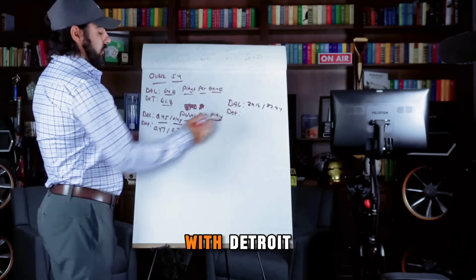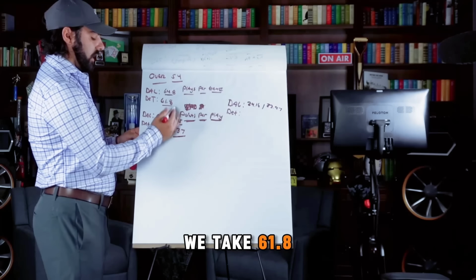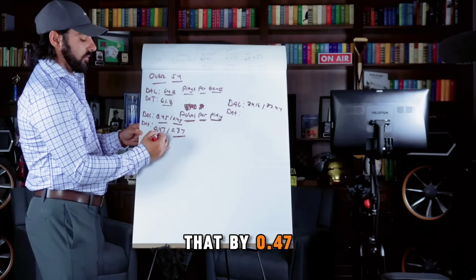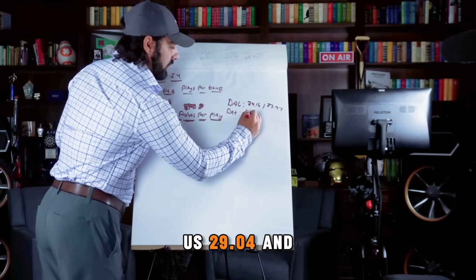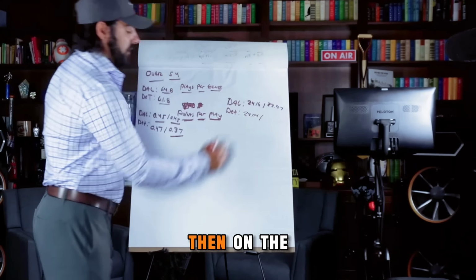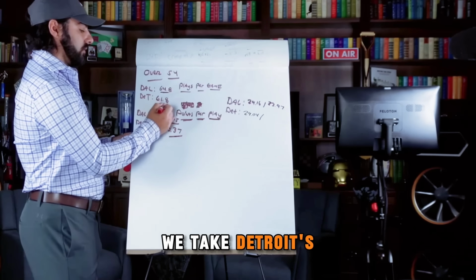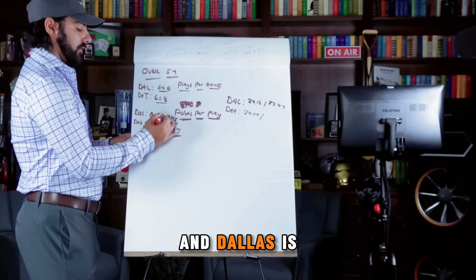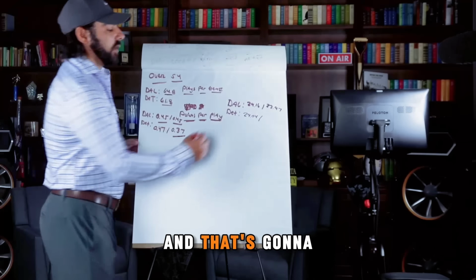Now let's do the same thing with Detroit. We take 61.8 and we multiply that by 0.47. That would give us 29.04. And then on the defensive end, we take Detroit's plays per game and Dallas's defensive points per play. And that's going to give us 27.81.